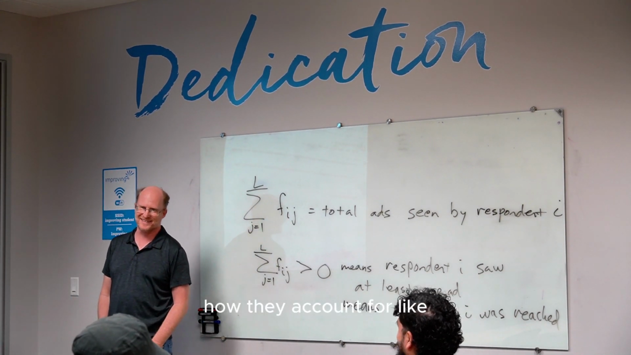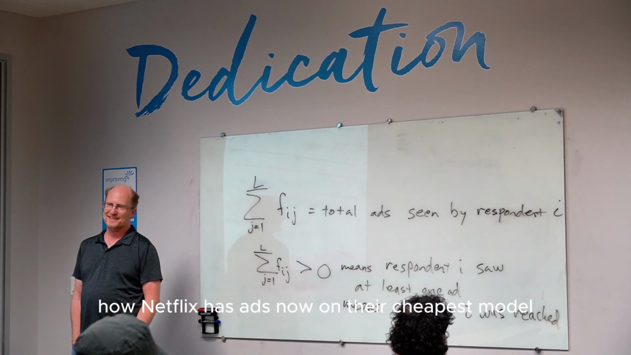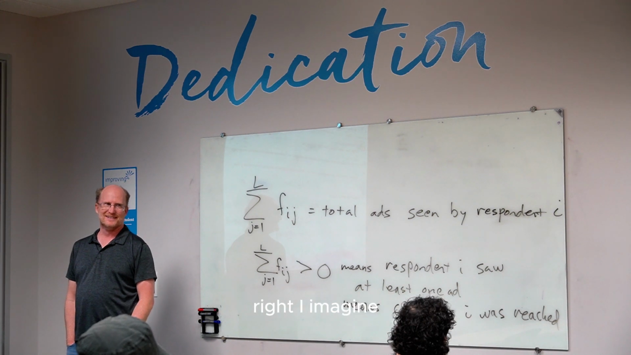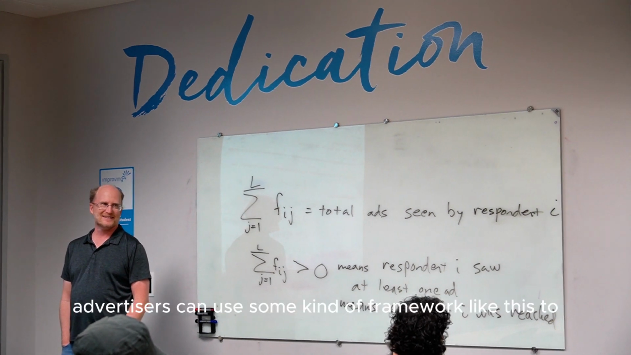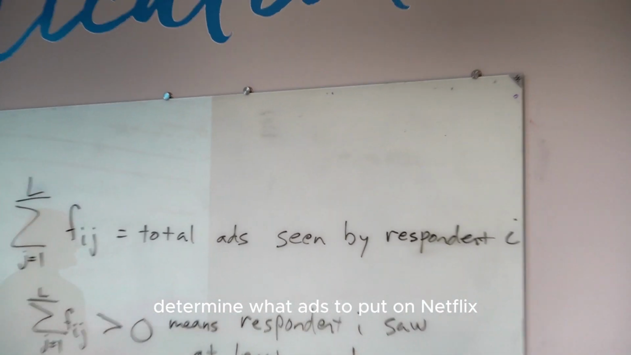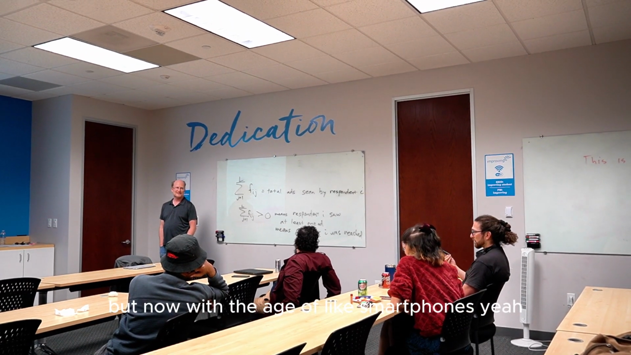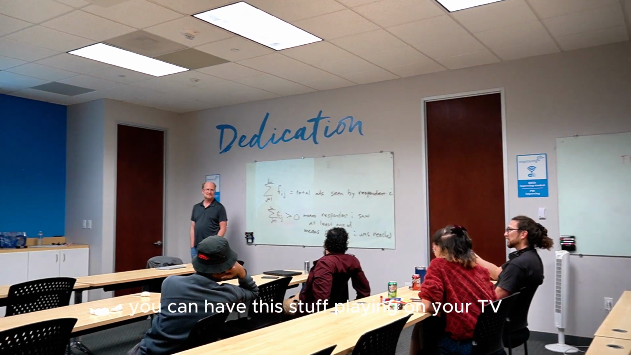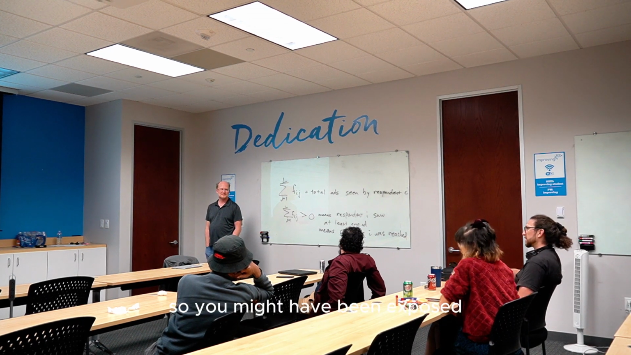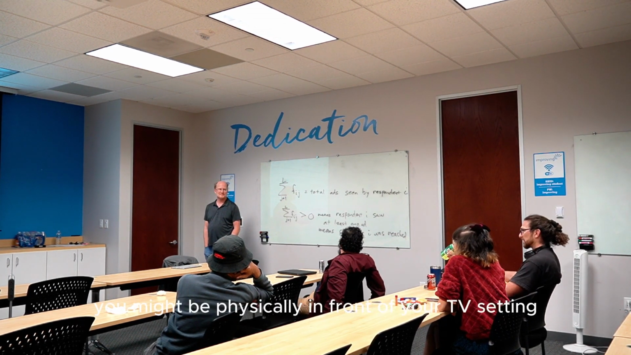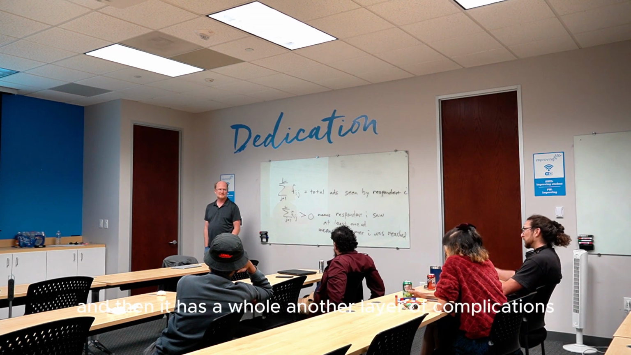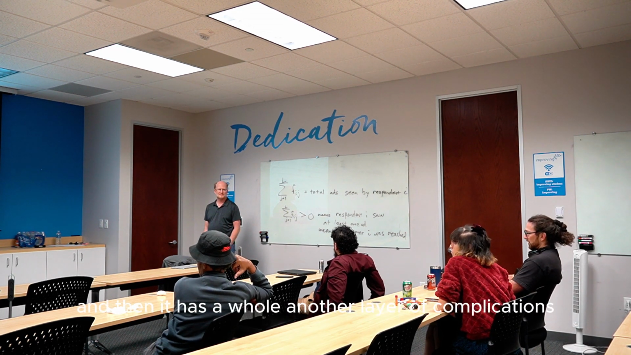Think about how Netflix has ads now on their cheapest model. I imagine advertisers use some kind of framework like this to determine what ads to put on Netflix. But now with smartphones, you can have this stuff playing on your TV, but are you actually looking at it, or are you looking at your phone? You might be physically in front of your TV set, actually looking at it.